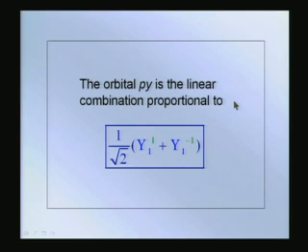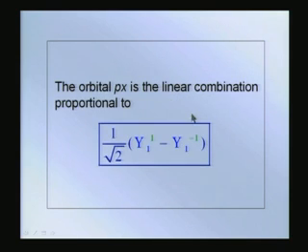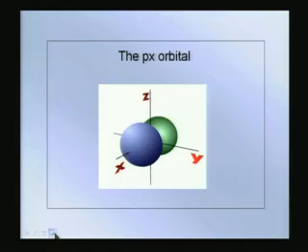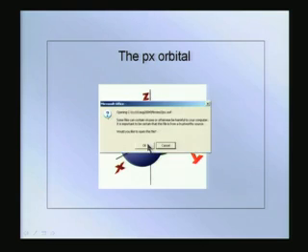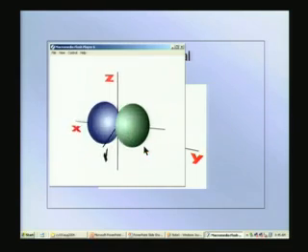I have just now said that the linear combination y11 plus y1 minus 1 gives you something like py, y11 minus y1 minus 1 gives you something like px. Let us first look at what is the final form, and in this lecture of course I will also show you how to get the final form from the mathematical functions. So this is the px orbital as we have here. How does it look like in all the directions?